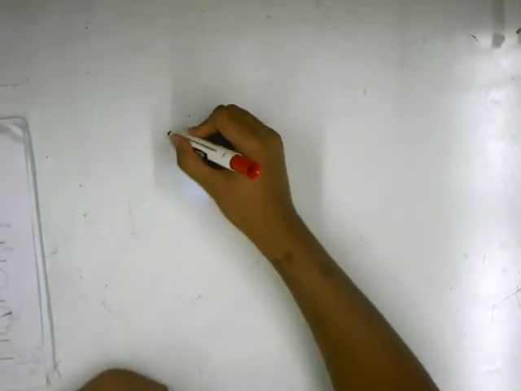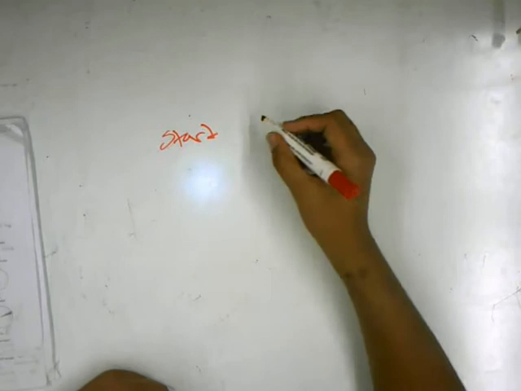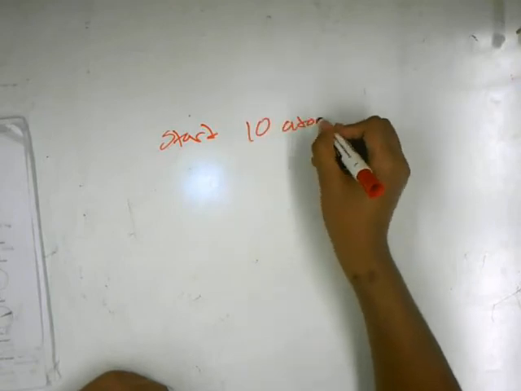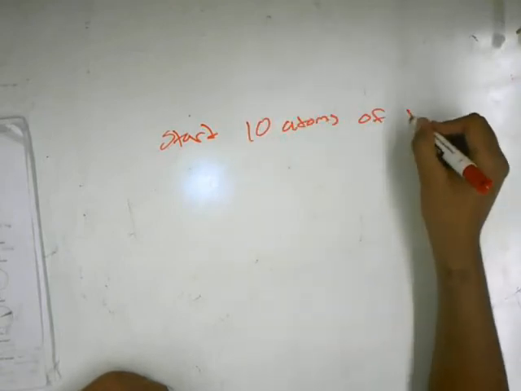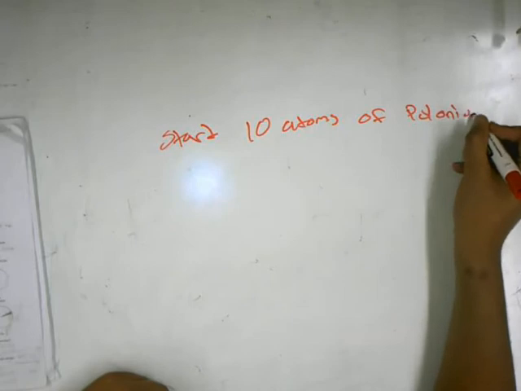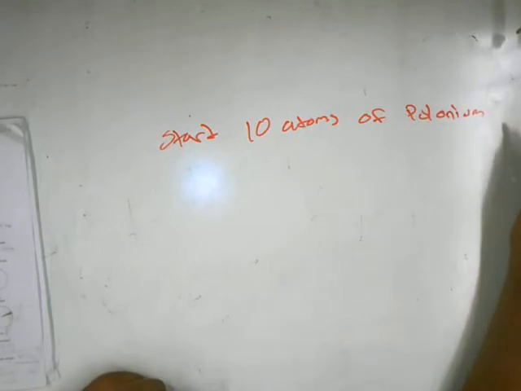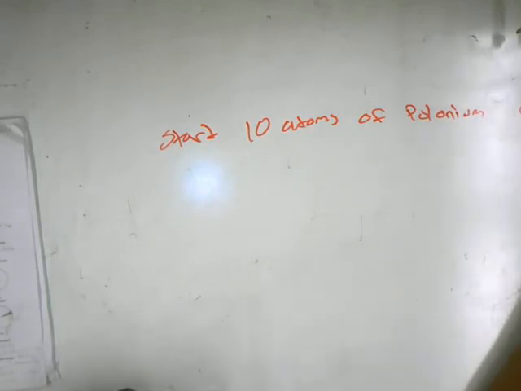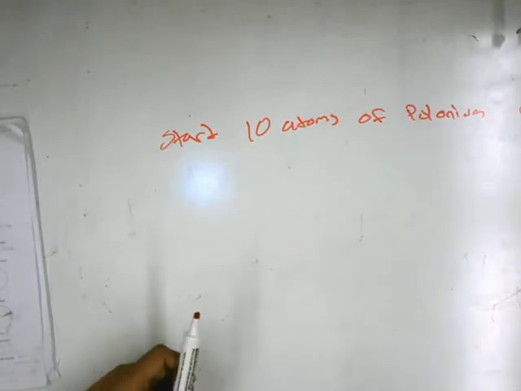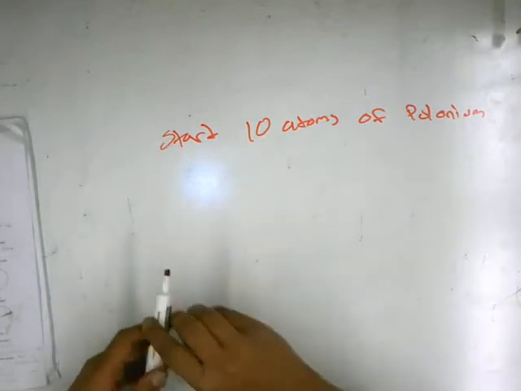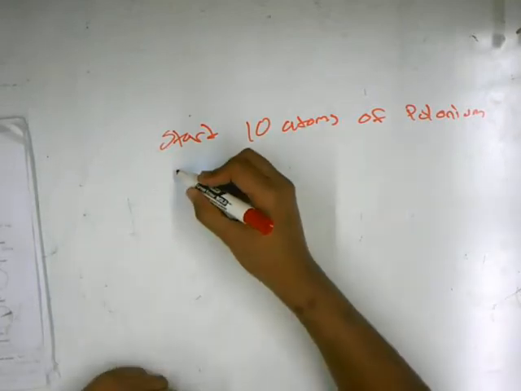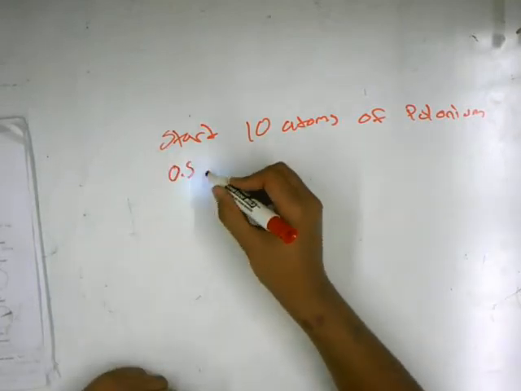Now, if you start with 10 atoms of polonium, so we're dealing with the PO211 atom, at 0.5 seconds later, only 5 will remain undecayed. At 0.5 seconds later, it's a half-life. Only 5 will remain undecayed.